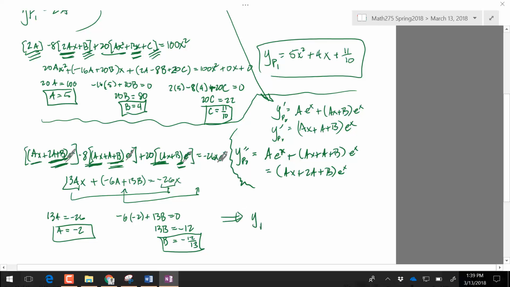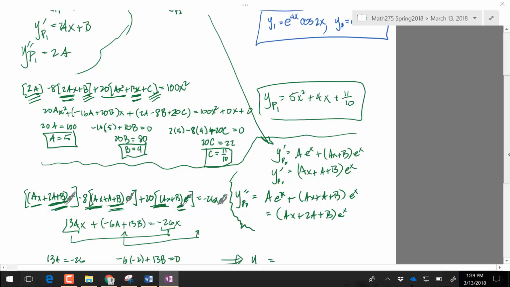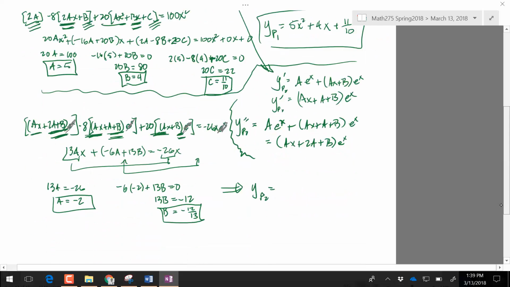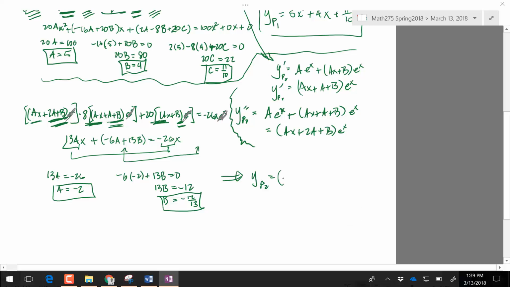So we have y sub p2 is equal to a. So remember the form of this is ax plus b times e to the x. So the form here is going to be negative 2x minus 12 over 13 times e to the x. So that's your second particular solution.